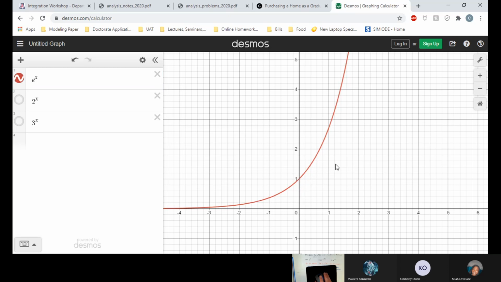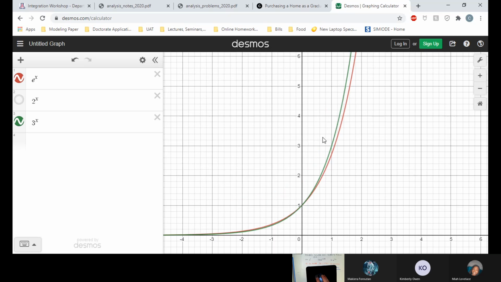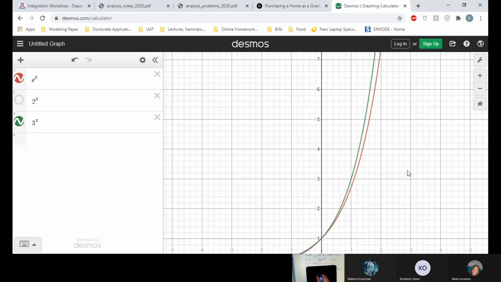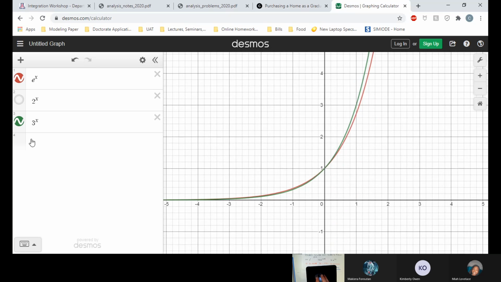So yeah, the graph's not really that much different, right? It's not that it grows way faster, because I can pick a faster growing function right here. The 3 to the x function grows faster. It gets taller faster. Again, it's just special because of that relationship dealing with 1 plus 1 over n, raised to the n, as n tends to infinity.